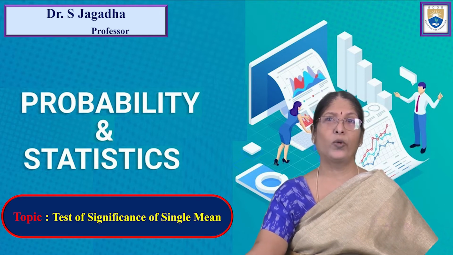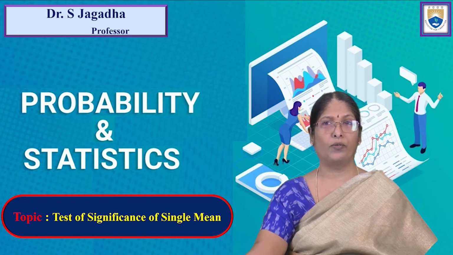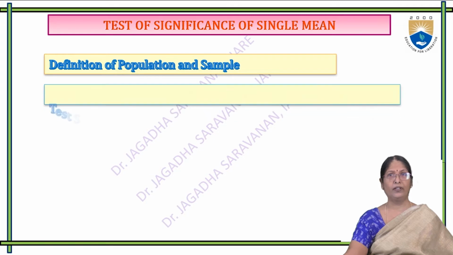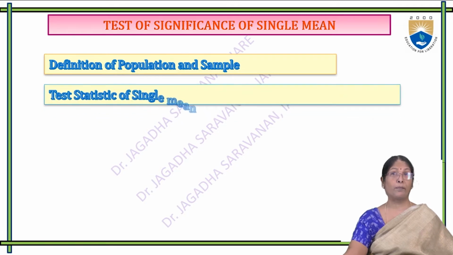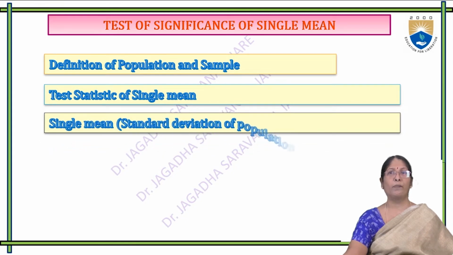The subject we selected for this video lecture is Probability and Statistics. The topic we are going to discuss is the test of significance of single mean. Mainly we are going to focus on the definition of population and sample. The population and sample relationship also we are going to discuss. The test statistic, that is, the formulation for a single mean, we are also going to discuss, and based on that we are going to do problems also.